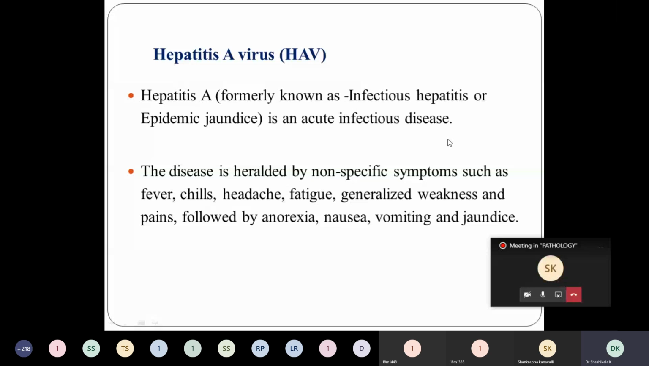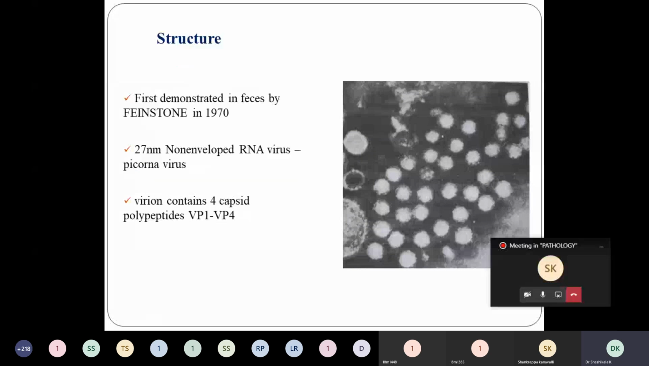So hepatitis A virus was formerly known as infectious hepatitis or epidemic jaundice, which causes an acute infectious disease. The disease is heralded by non-specific symptoms such as fever, chills, headache, fatigue, generalized weakness and pains, followed by anorexia, nausea, vomiting, and jaundice. Coming to the structure, it was first demonstrated in the feces by Feinstone in 1973. It is a 27 nanometer non-enveloped RNA virus, which is also called a picornavirus. It contains 4 capsid polypeptides.